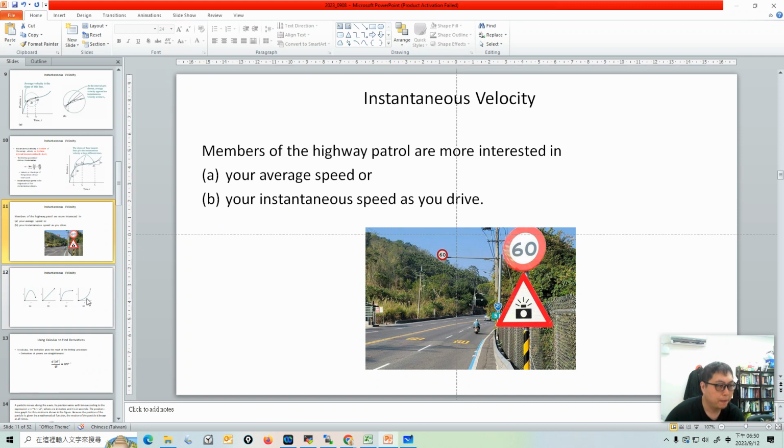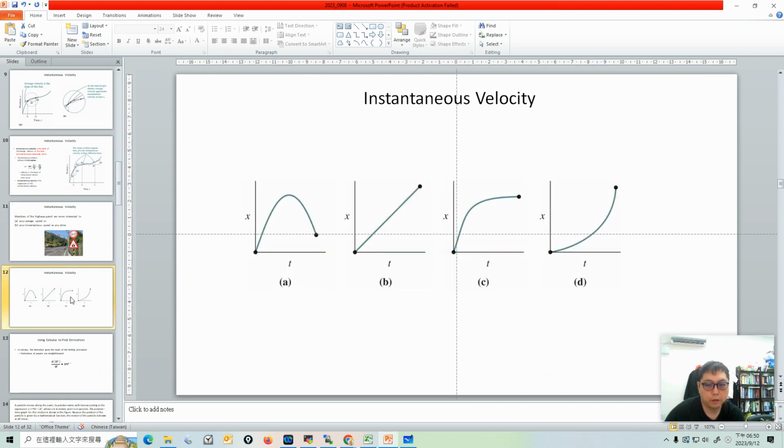Let's see another example in the textbook. The textbook shows four different trajectories, or you can say four x-t diagrams. From these trajectories, could you make some comments about the motion?